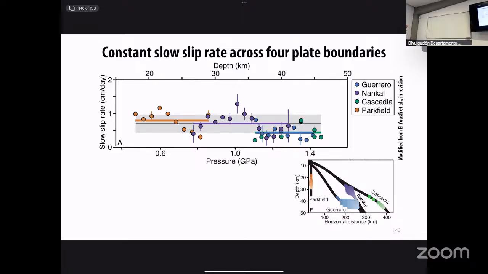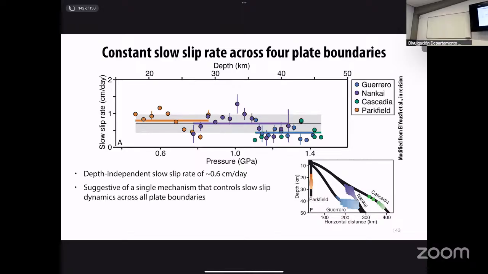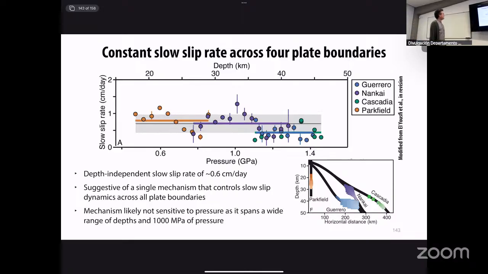So in geophysical terms, we're pretty much seeing the exact same thing across all different depths, suggesting that the slow slip rate is constant across 4 different plate boundaries and does not depend on depth. So this would suggest that there's some sort of single mechanism that controls slow slip across all these plate boundaries. And we can also probably guess that whatever that mechanism is, it's probably not very sensitive to pressure because it spans a wide range of depths and more than a gigapascal of pressure.